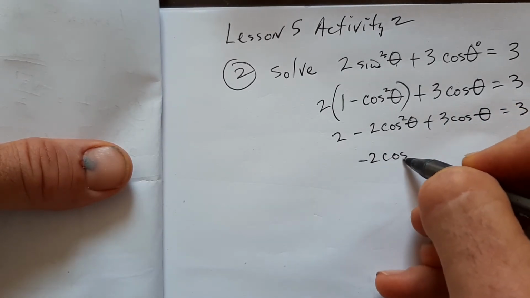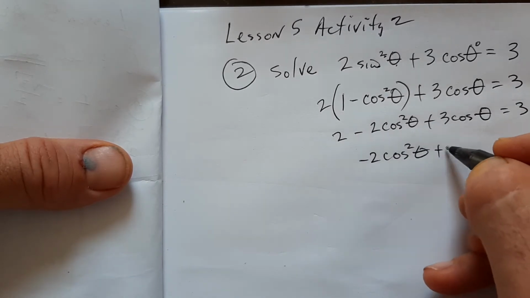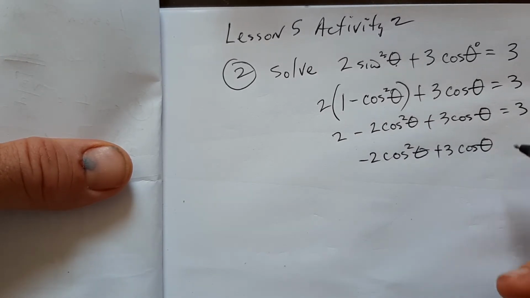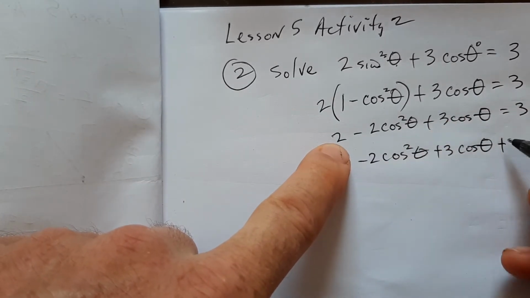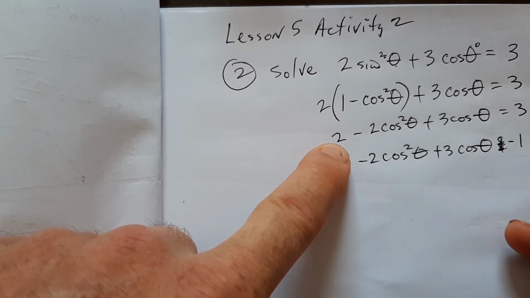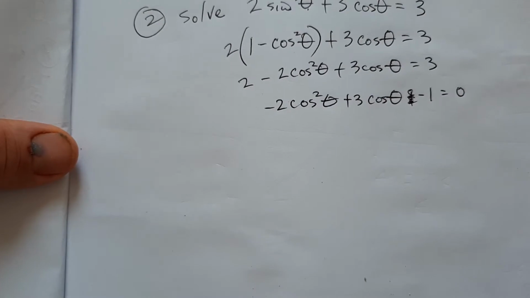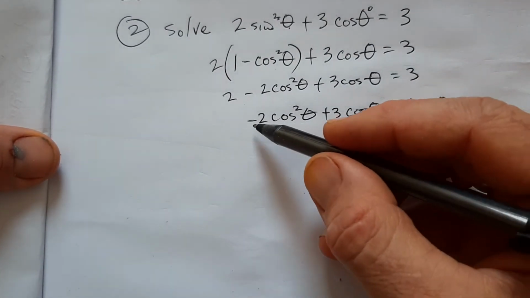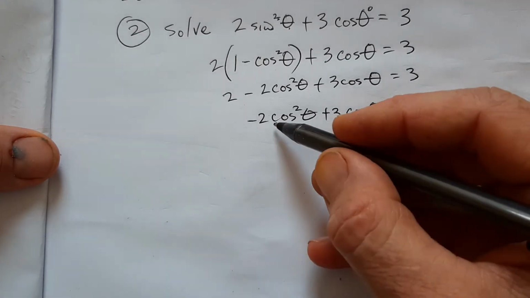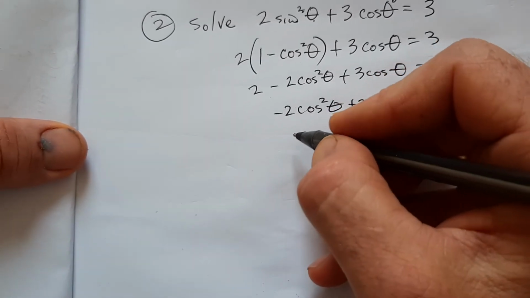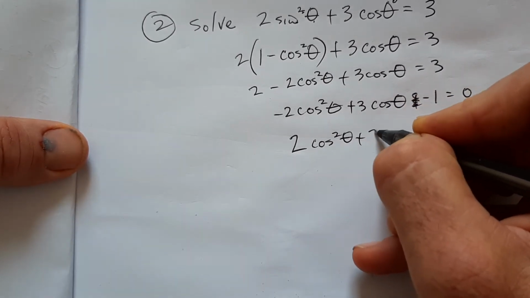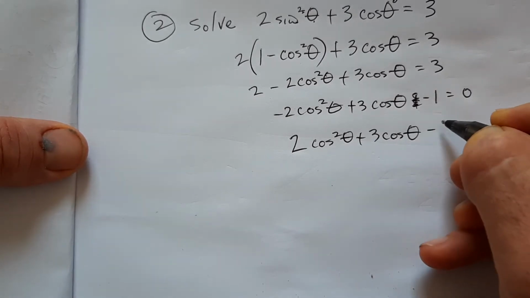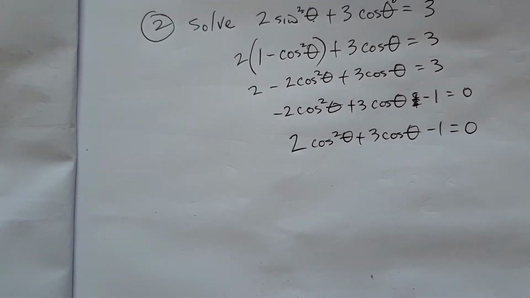Minus 2 cosine squared theta plus 3 cosine theta plus, I've moved the plus 2 down here, plus 2 minus 3, minus 1, okay, equals 0. So now let's multiply everybody through by minus 1, right? Get this leading term positive. 2 cosine squared theta plus 3 cosine theta minus 1 equals 0. Okay, well that looks a whole lot like a quadratic equation.